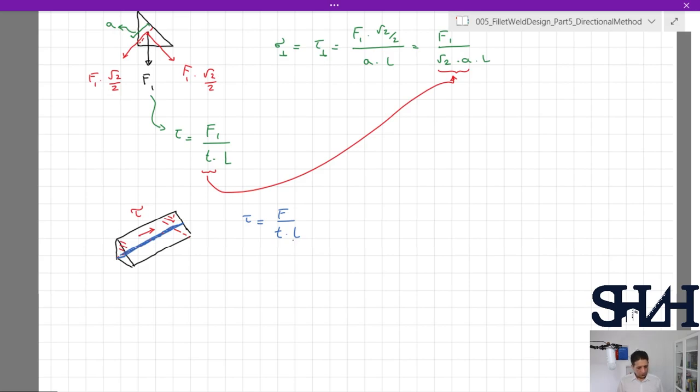And now you just need to divide: tau is F divided by A times L, because the force is constant. It is just transferring from one plane to the other plane. In each plane, it is going to be divided by the area of that plane. So we can see that there is no difference between these two equations, and instead of t, we just need to substitute this t with a.